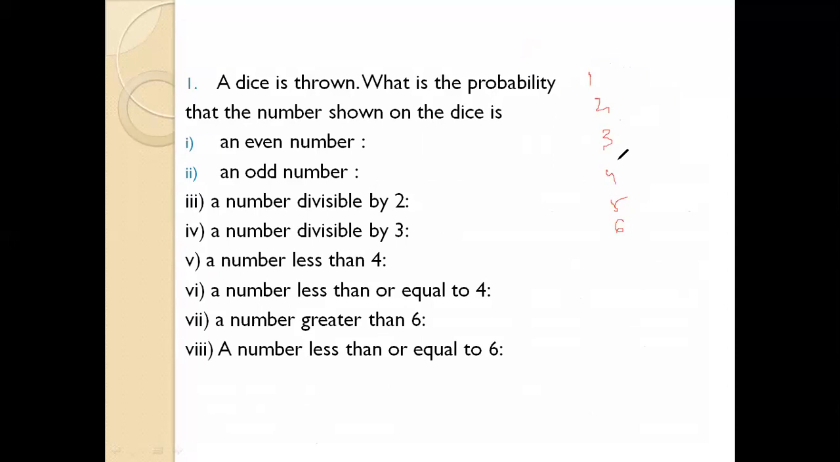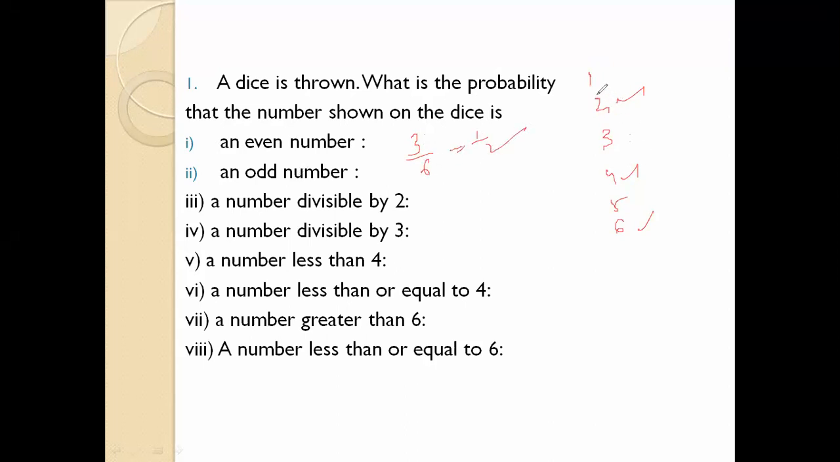Here, first, the question is an even number. How many even numbers are there? 2 is an even number, 4 is an even number, 6 is an even number. So 3 even numbers. Probability means the number of favorable cases divided by the total number of cases. Total number of cases is 6. So 3 by 6, which means 1 by 2.